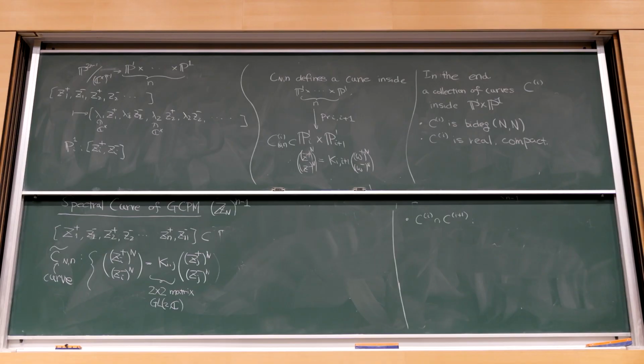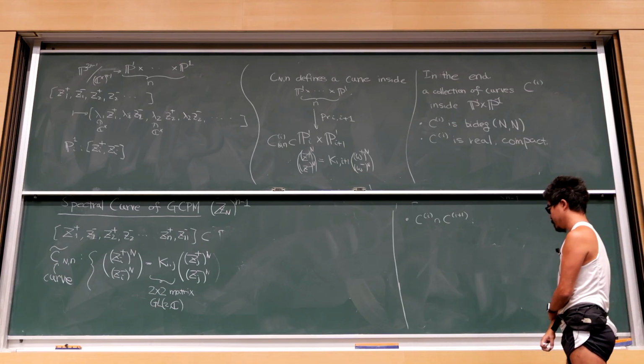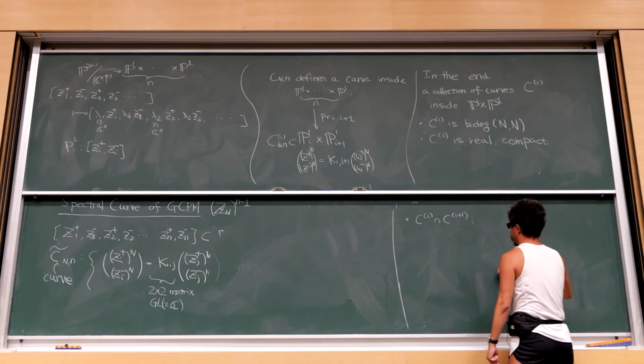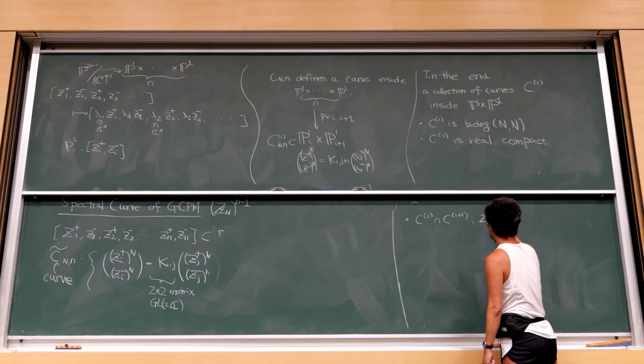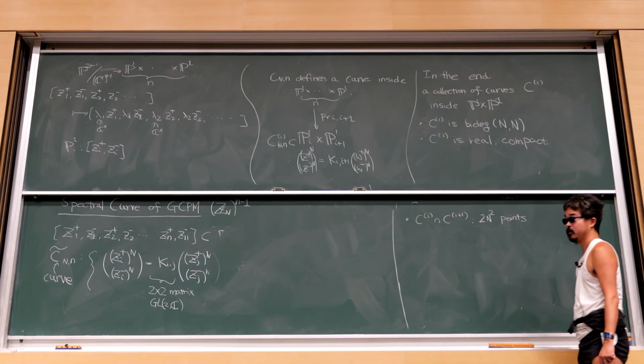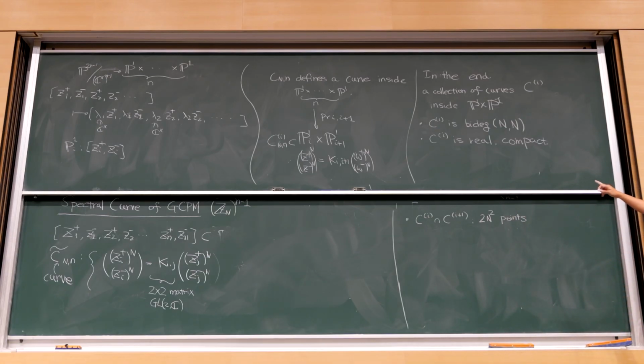So what is the intersection? Well, if you invoke the Bezout theorem, generically it has 2n squared points. And let's consider the generic setup. So this is 2n squared points. But it's related with the real structure.